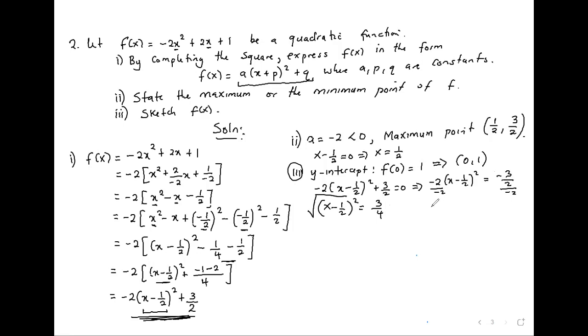Then you square root. So you get x minus 1/2 is equal to plus or minus the root of 3 over the root of 4. The root of 4 is 2, giving us x is equal to 1/2 plus root 3 over 2, or x is equal to 1/2 minus root 3 over 2. Then we sketch.